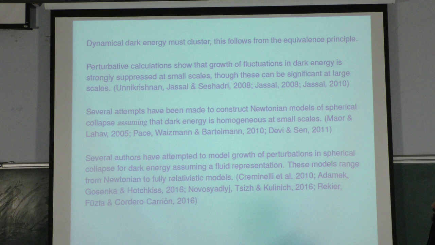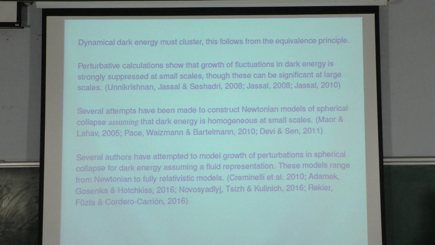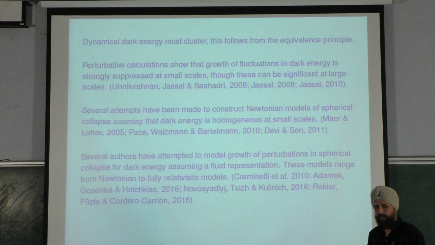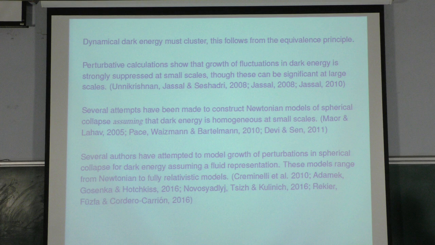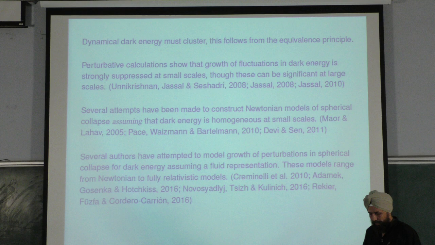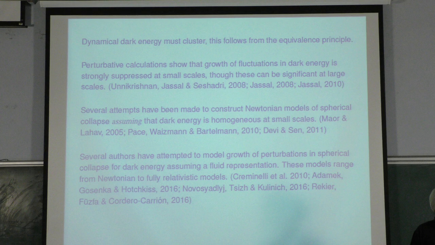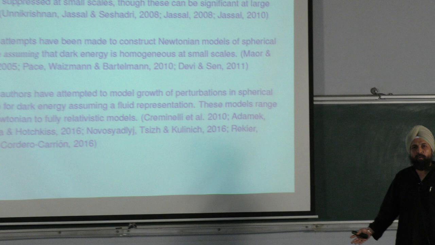Now, people have tried to understand what happens at smaller scales, because at small scales, we know dark matter fluctuations are highly nonlinear, and density contrasts of a few thousand are not unseemly. So clearly, perturbative calculations may or may not hold at that stage. And in order to keep the treatment simple, people have tried to work with spherical collapse. So people have made Newtonian or post-Newtonian models. There are two types of models over here. In one set, people try to look at uniform dark energy density, just taking into account the expansion factor. And in other models, they do allow dark energy to cluster as well.